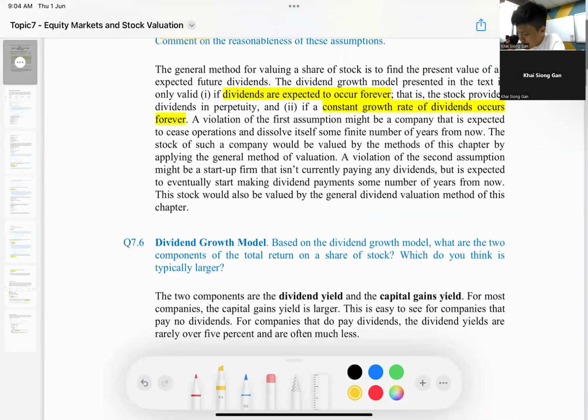Okay, question number 2, dividend growth model. Based on the dividend growth model, what are the two components of the total return on the share of a stock? That means when you buy a stock, what kind of two returns do you expect? Two things, dividend yield and capital gains, the formula that we talked about just now. So which one you think is larger? For most companies, the capital gain is larger. This is easy to see for companies that pay no dividends. But for companies that do pay dividends, the dividend yields are rarely over 5% and often much less. So that means that usually you don't expect much from a dividend yield itself. Usually you earn more from capital gains. So that's why people always say buy low, sell high.